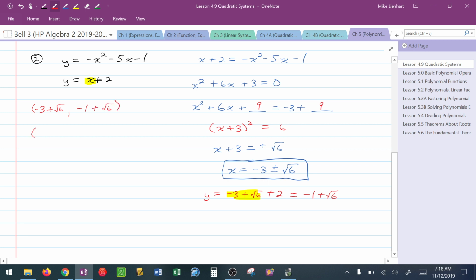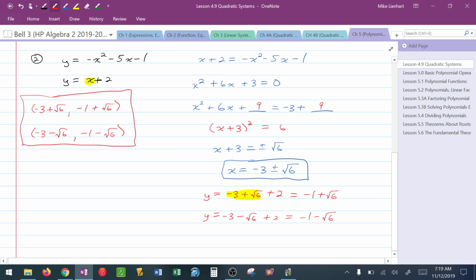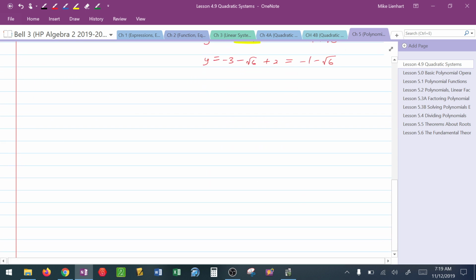All right, and then our second point will be negative 3 minus the square root of 6. Again, I'm going to substitute it in. So I have y equals negative 3 minus the square root of 6 plus 2, which would be negative 1 minus the square root of 6. And these are the two exact locations that these two graphs, one quadratic, one linear, will cross over each other. All right, let's try one more.